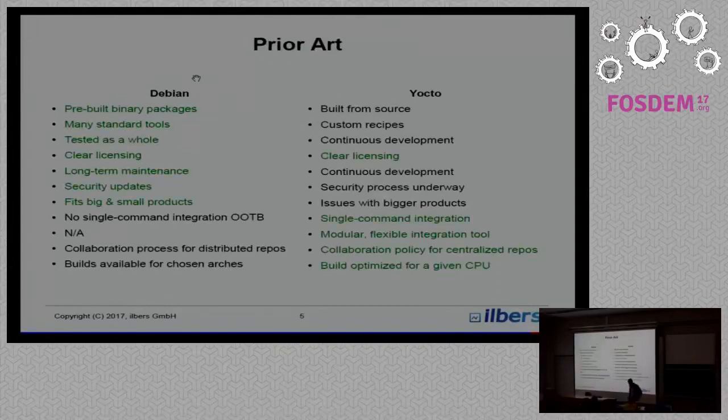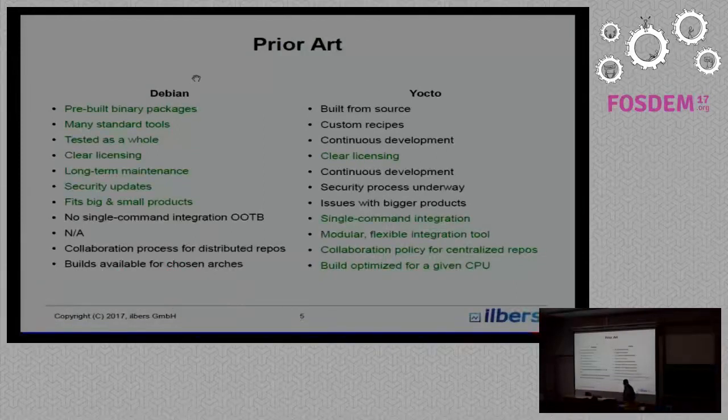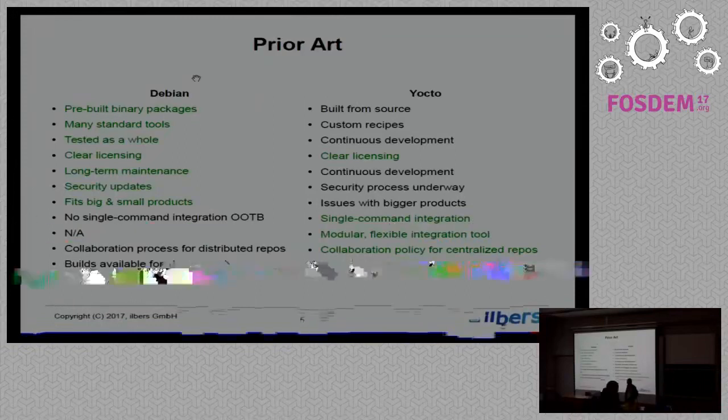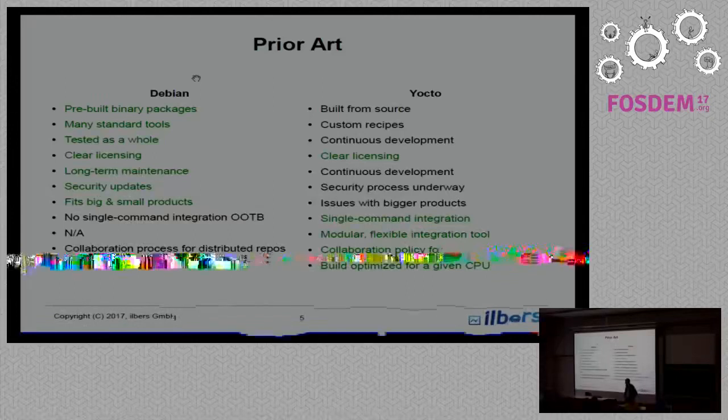So if we look today at the existing art, basically we have binary distributions and source distributions. Debian is a typical binary distribution where you get precompiled binary packages and you can use them right away. Yocto, on the other hand, is a typical source-based distribution where you get the whole sources and you have to build them yourself first in order to use them.